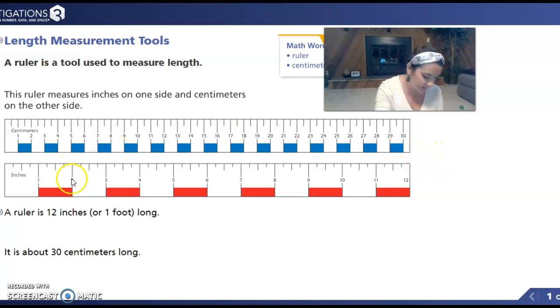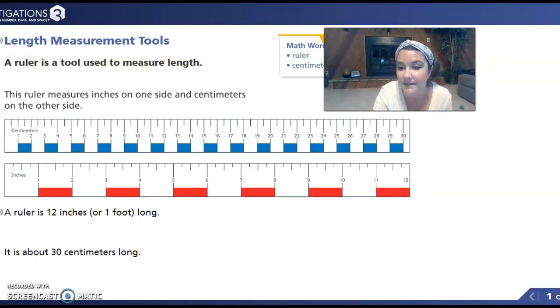Now, inches are part of our U.S. standard system of measurement. It includes inches, feet, yards, and miles. So that's the U.S. standard system. The other system is called the metric system that has centimeters, meters, and kilometers.